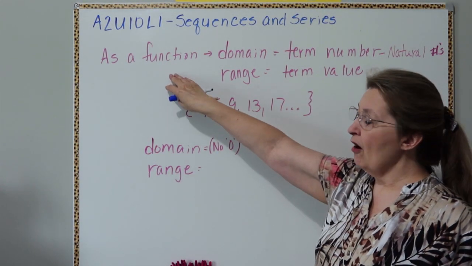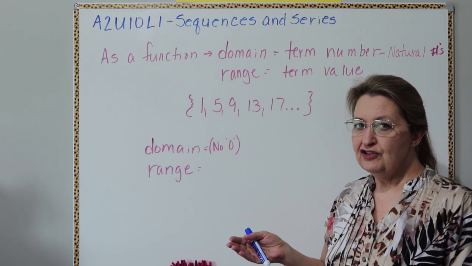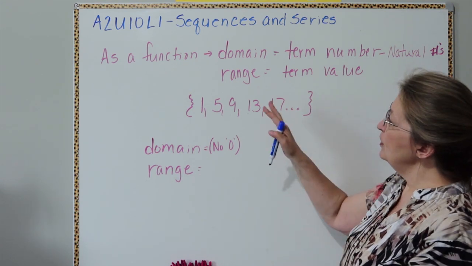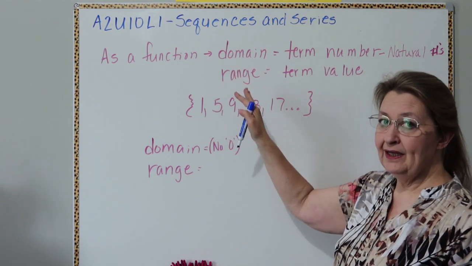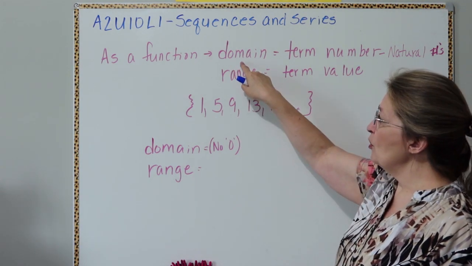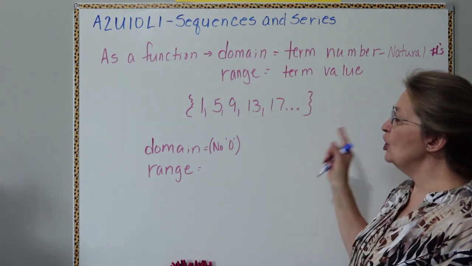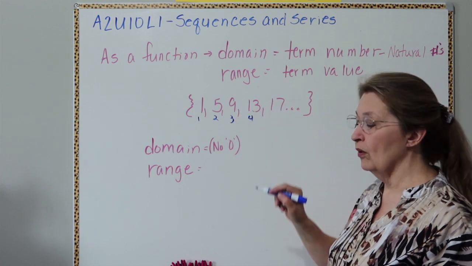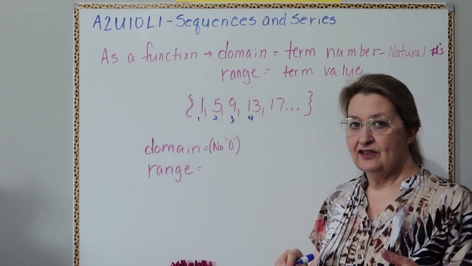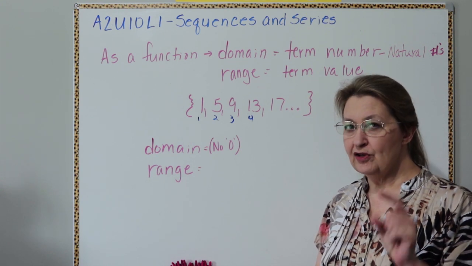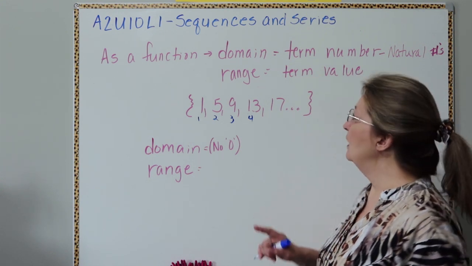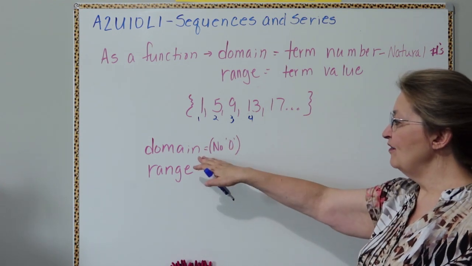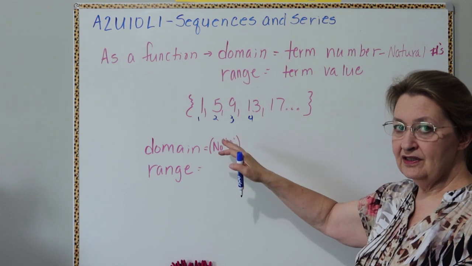A sequence can operate as a function. Now remember, a function is just where you put one number in and you get another number out. So when we look at a sequence, we can have a domain and a range. Now in your sequence, your domain is the set of term numbers. So that's their position, like 1, 2, 3, 4. This domain is over the set of natural numbers. Now remember, your natural numbers start with 1. There is no 0 in your set of natural numbers. So you're never going to have a 0 in the domain of a sequence.